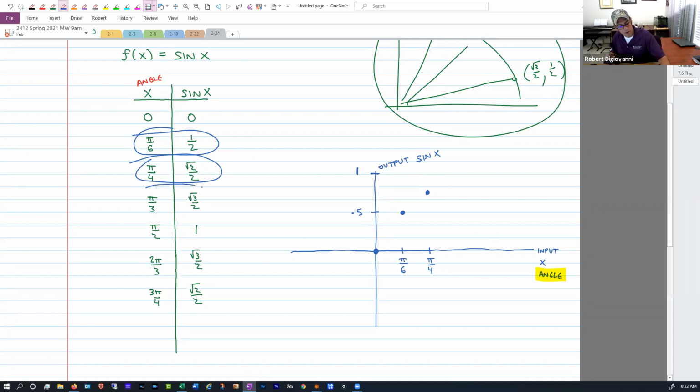And then I'm going to go to pi over 3, which would be here. It's going to be root 3 over 2. So I do that on my calculator. I get about 0.866. This was 0.707. This is 0.5. Of course, that's just 0. So 0.866 is pretty high up there. And then when I get to pi over 2, I finally get up all the way to 1.